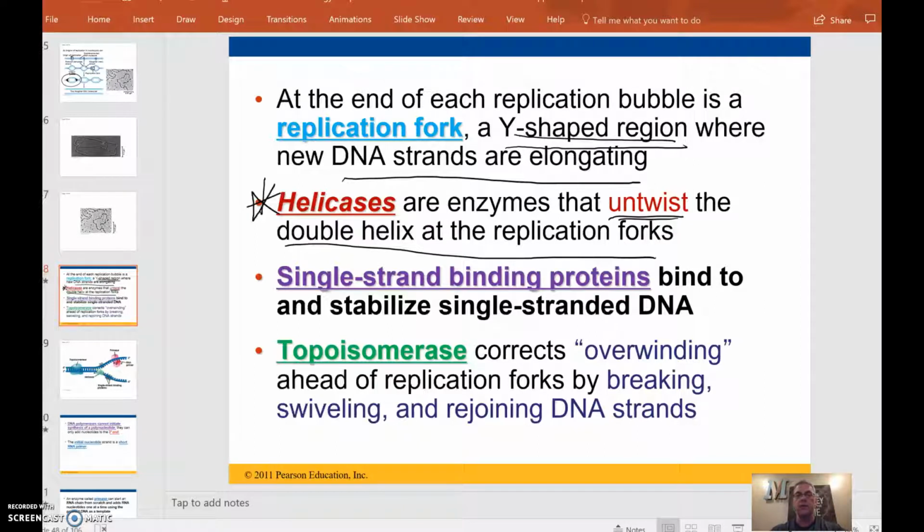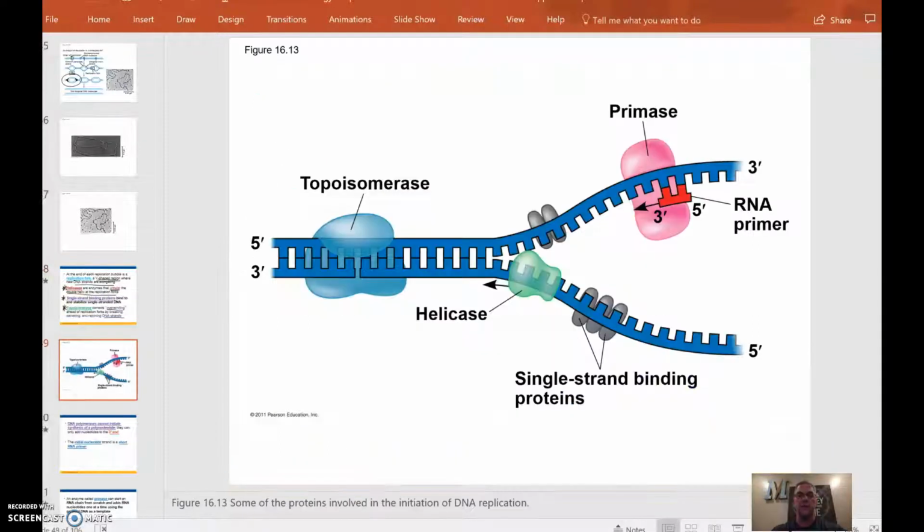And we're also going to notice that there are proteins that are going to be used to keep that DNA molecule from tightening back up and closing back up. Those are the single-stranded binding proteins. And then the other enzyme that's critical is topoisomerase, which is going to kind of work ahead of that replication fork. And what it's going to do is it's going to break some of those bonds that allow the DNA to kind of relax and swivel and then rejoin, as opposed to becoming overly tightened.